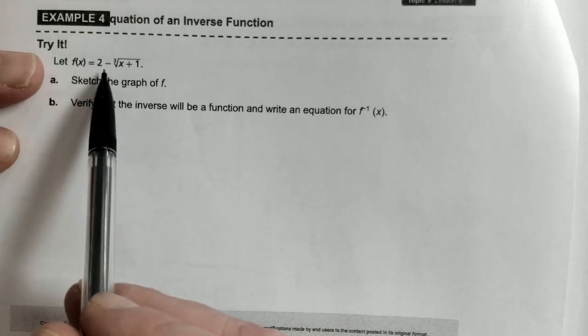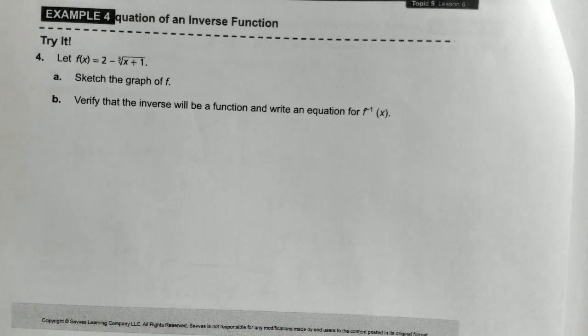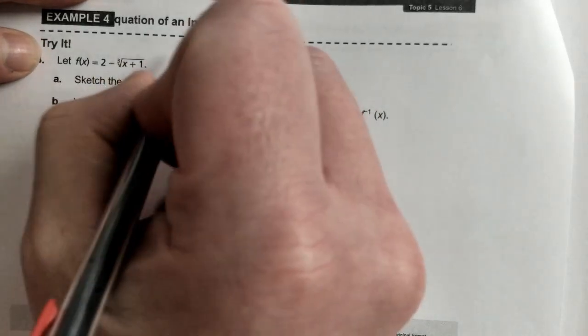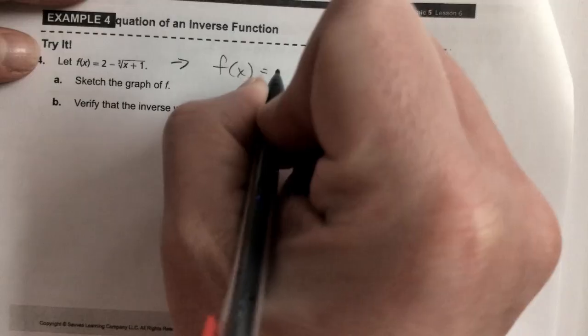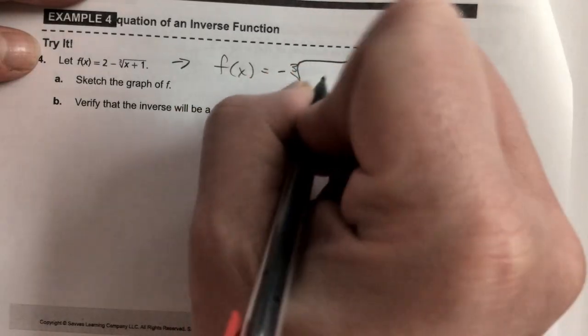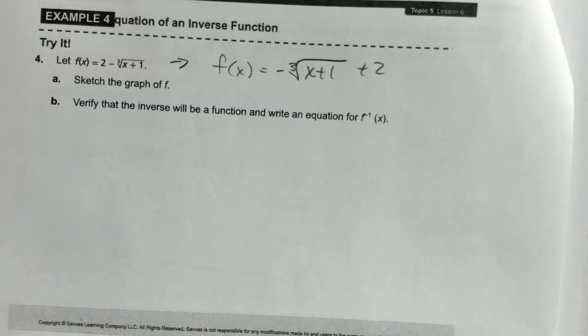All right, so we have 2 minus the cube root of x plus 1. I'm going to rewrite that as f of x equals negative cube root of x plus 1, and then plus 2. So there are 3 transformations. What are the 3 transformations for that cube root function?